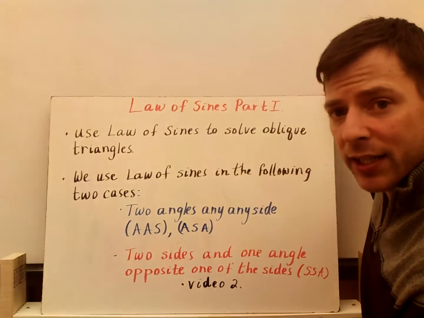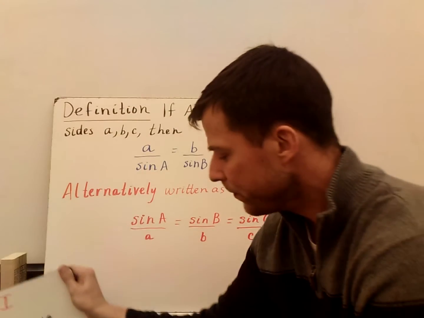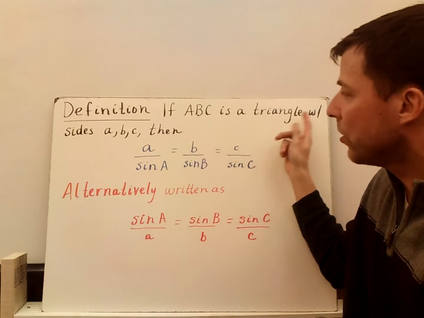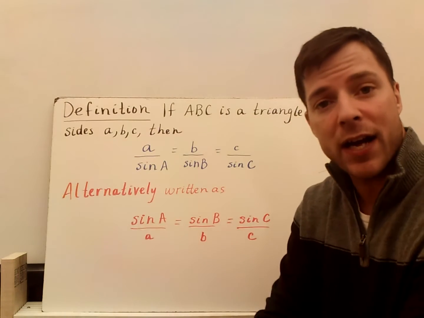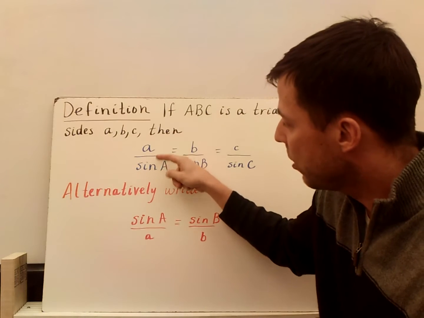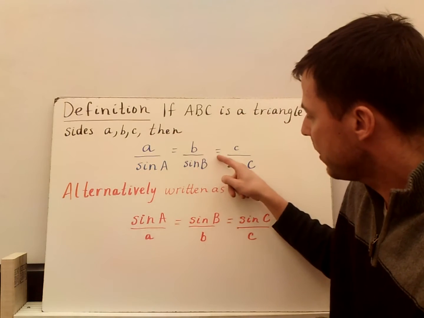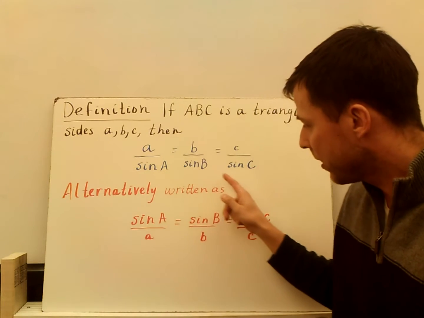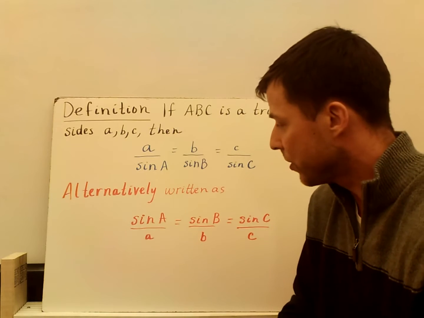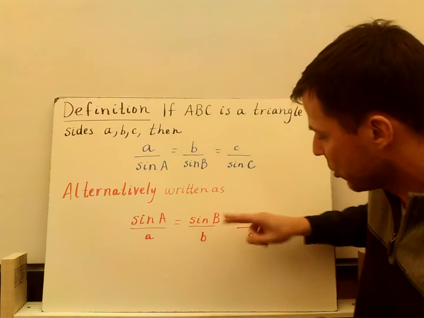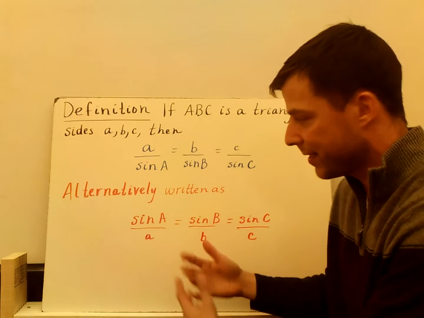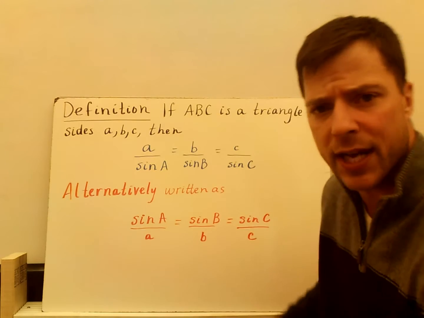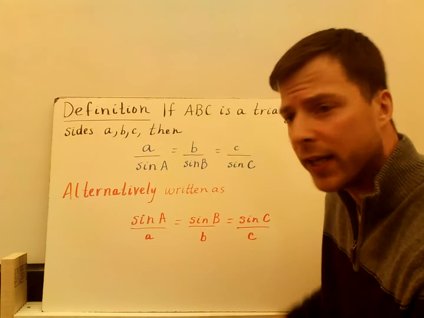So let's take a look at the definition of the law of sines. If ABC is a triangle with sides a, b, and c, then the following ratios are equivalent: a over sine A equals b over sine B equals c over sine C. Little a, b, and c are the side lengths. The big A, B, and C are the angle measures. Alternatively, if you flip each one of these, take the reciprocal, it's the same definition. So be aware these are the two definitions that we use. In each video I use the top one, though, but there is an alternative form.